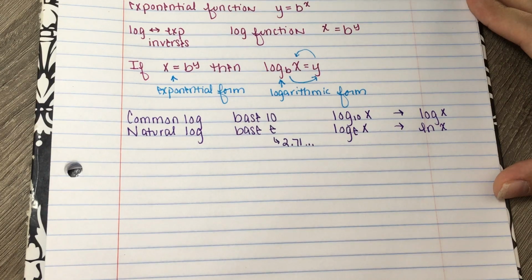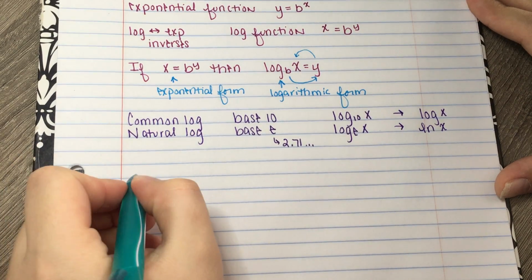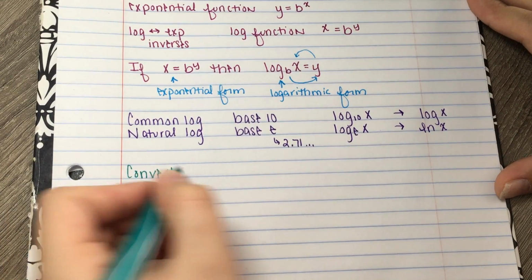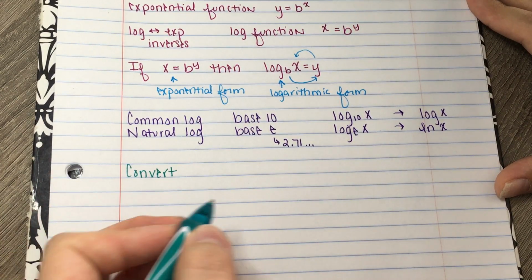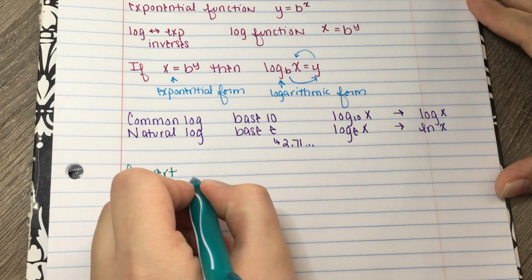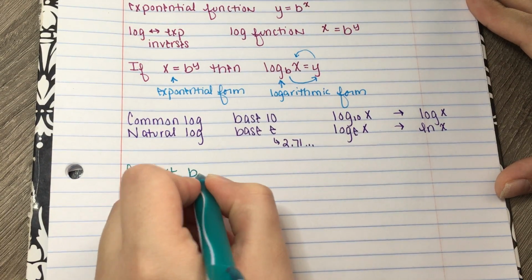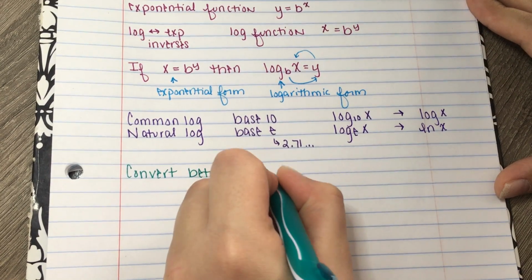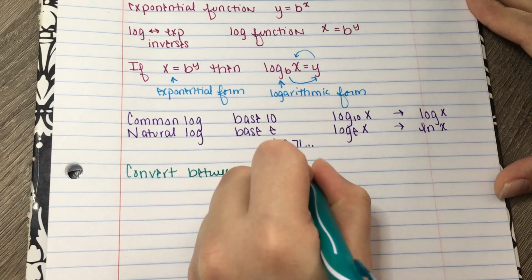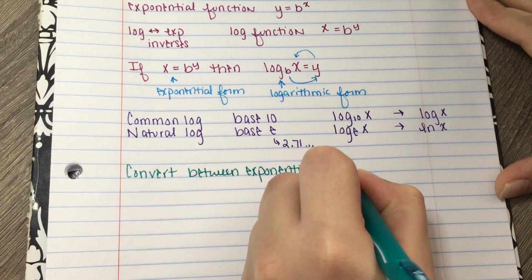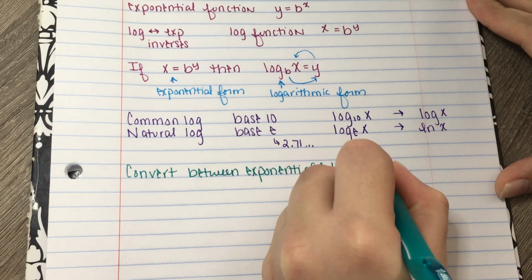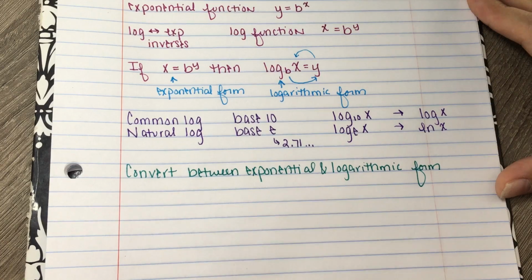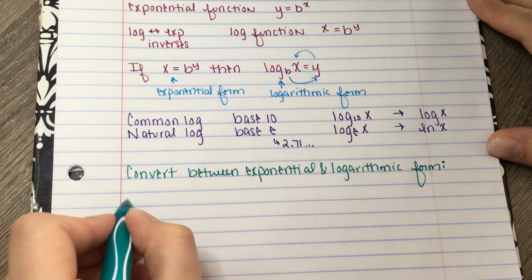So switching colors here, my directions are going to be: convert between exponential and log form, just to save time and writing space. If you're given a problem in exponential form, we write it in logarithmic form. And if you're given the problem in logarithmic form, we're going to write it in exponential form. All right, and then here's our first one.